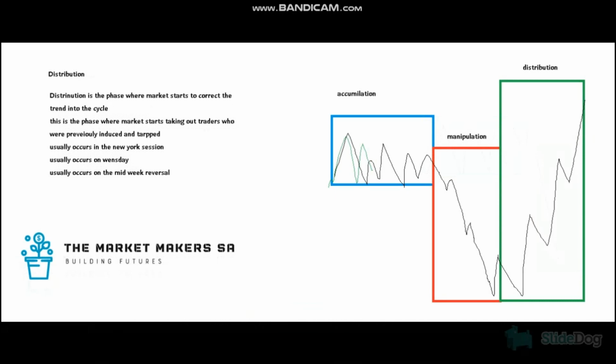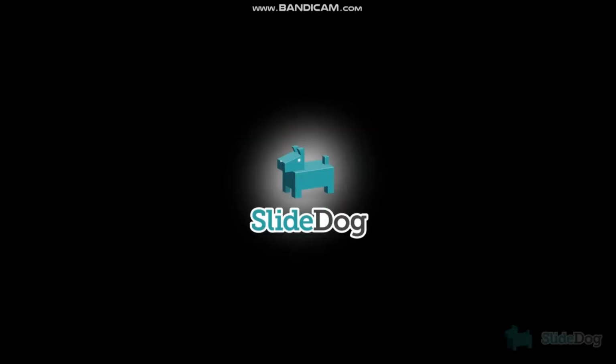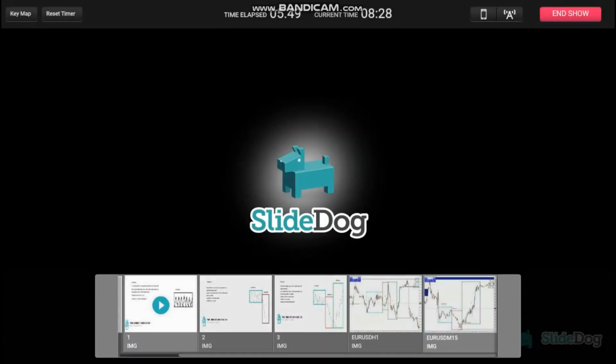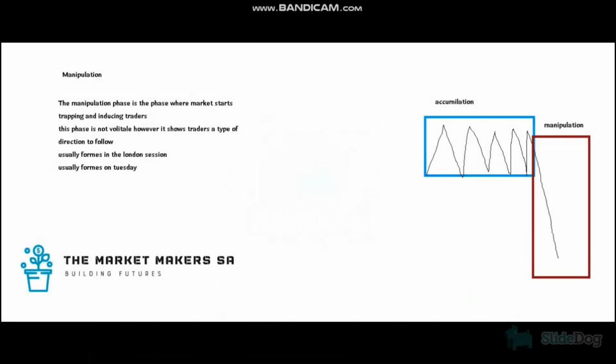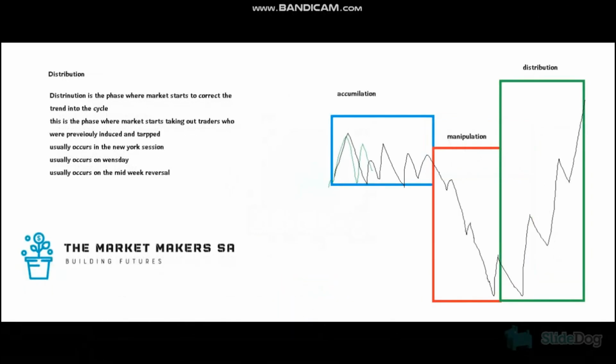So that is distribution. That is more or less where we'll be planning to trade, planning to get our entries. Sorry, that's manipulation, I'm sorry. Distribution, it's more or less where we'll be planning to get our entries. That is obviously after the trapping and inducement has occurred. So all the people who are trapped and induced are getting taken out in the distribution, and us the smart people are trading the distribution.